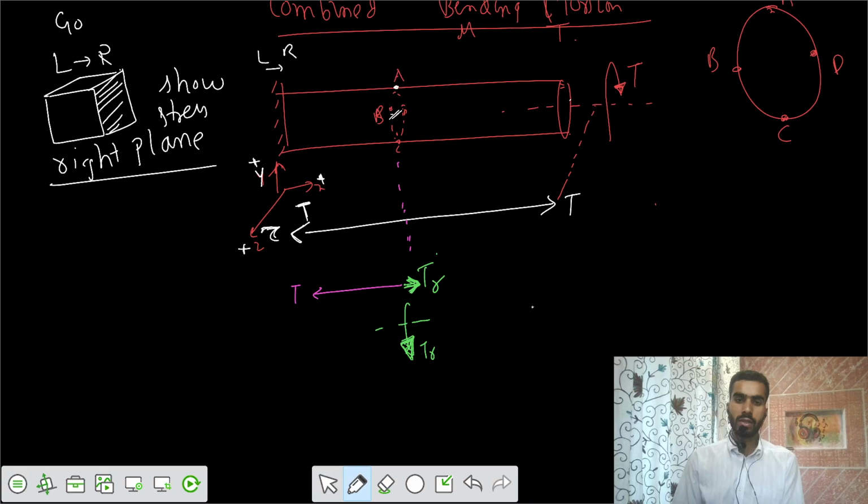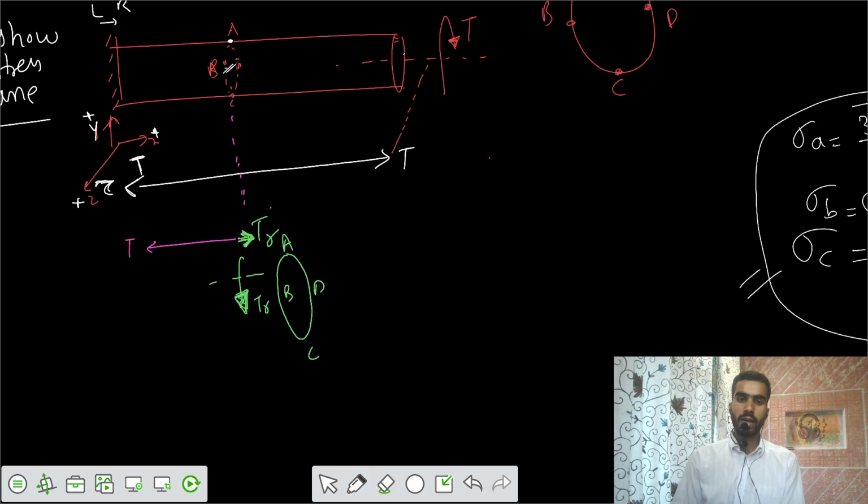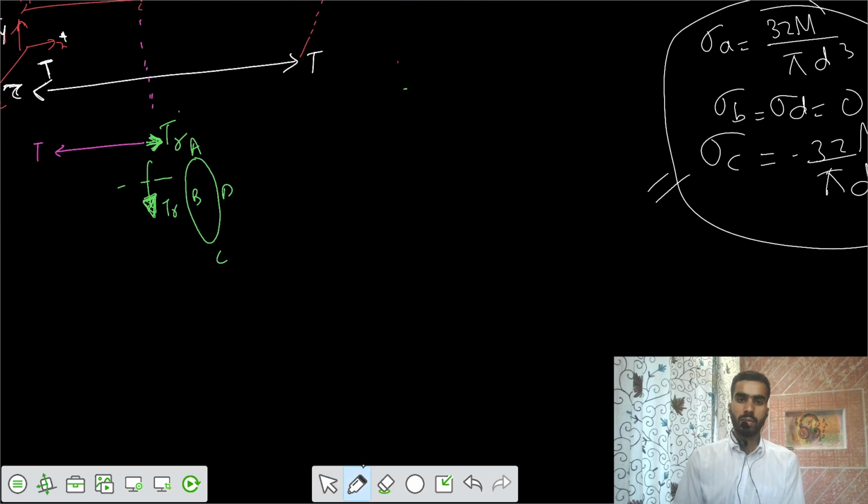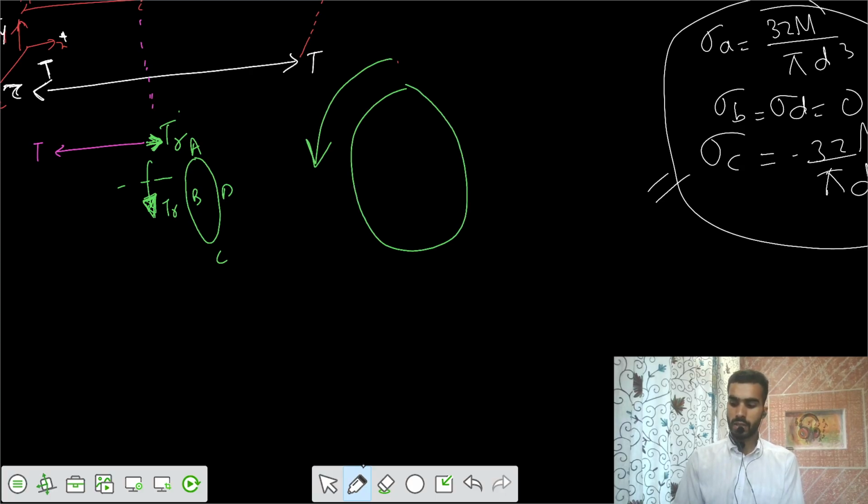Now if you have this section, A, B, C, D, I would finally say that there was some section of A, B, C, D, and the resisting torque is in this fashion. Resisting torque TR is in this fashion.